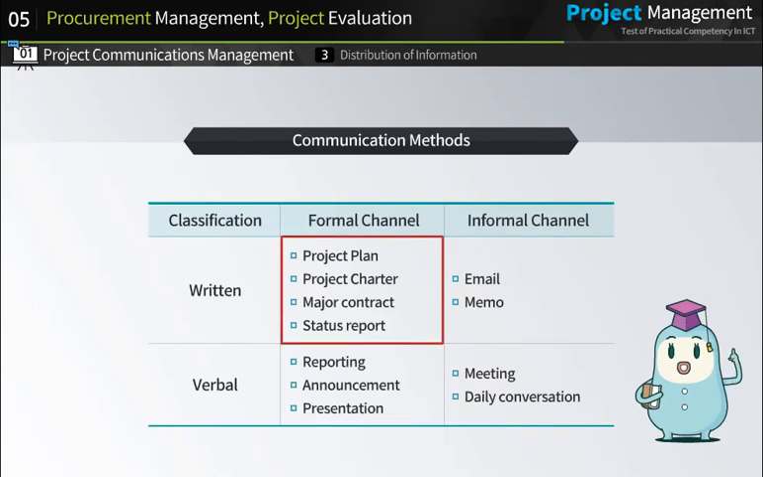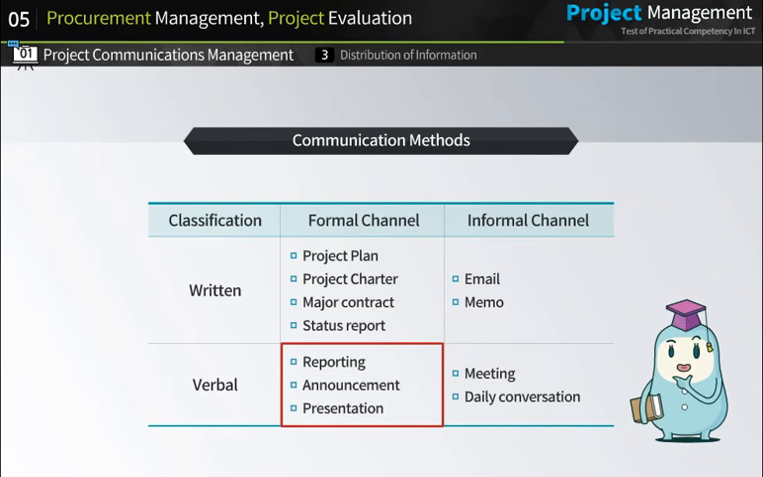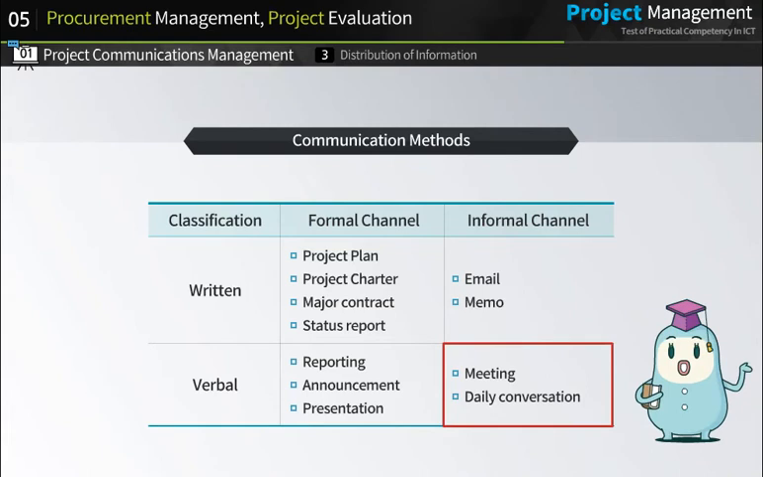Formal document type includes project plan, project charter, major contract, and status report. Informal document type includes email and memo. Formal, verbal type includes reporting, announcement, and presentation. Informal, verbal type includes meeting and daily conversation.